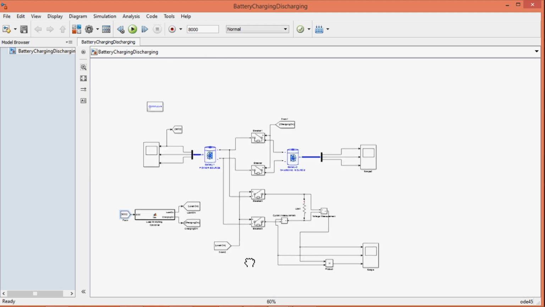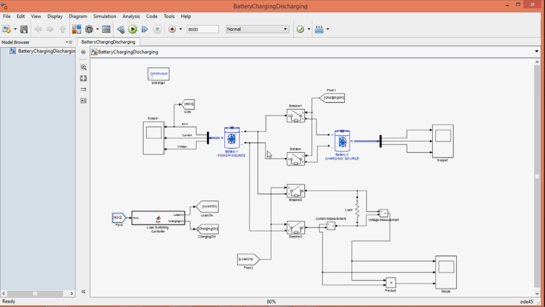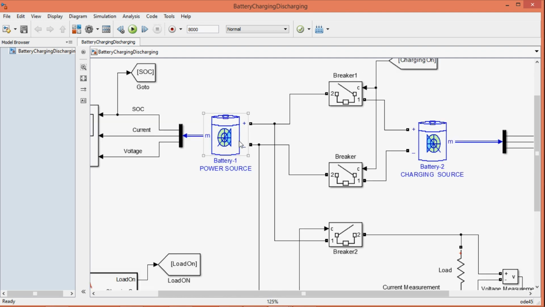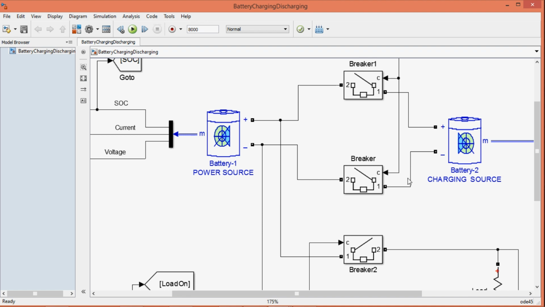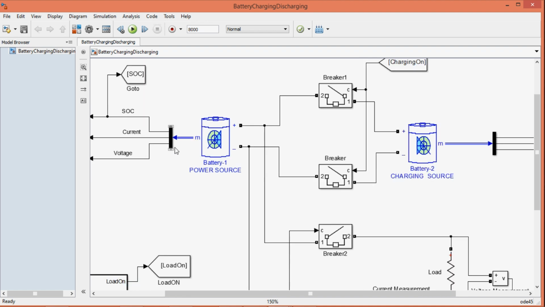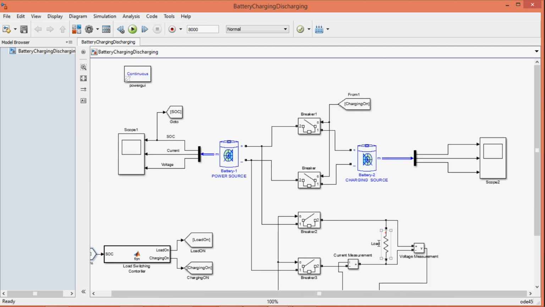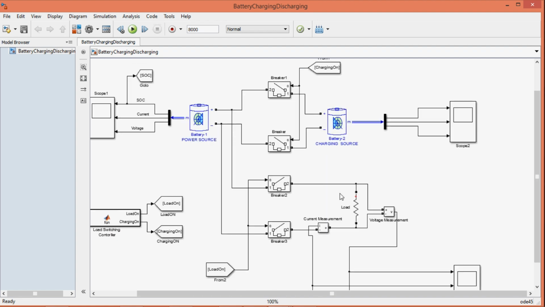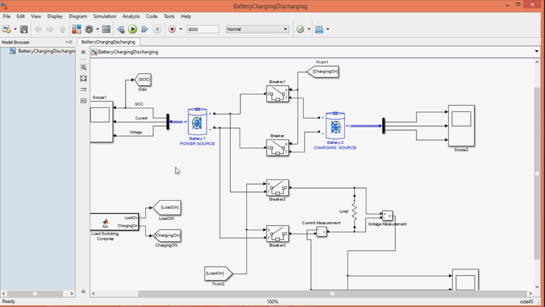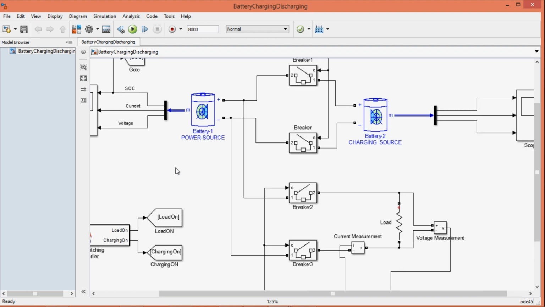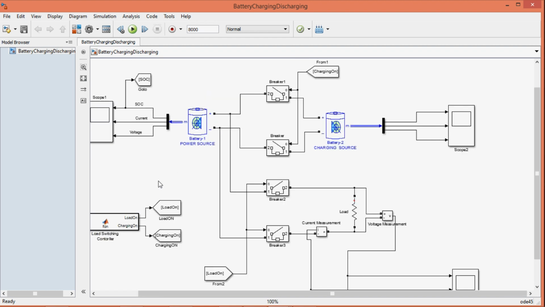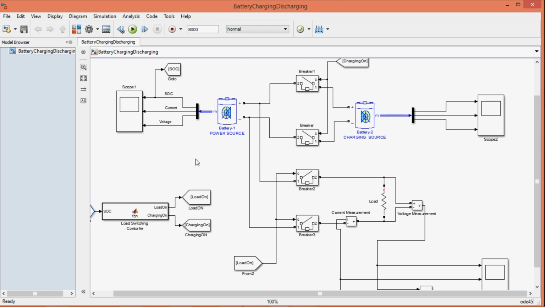Okay, let's have a look on the general arrangement of the block in the model. There are two batteries in the model. The battery 1 is used as a power source. In the starting of the simulation, this battery will supply the power to the load. Now because the battery is supplying power, so the state of charge of the battery will go down. As soon as the SOC of battery 1 will go below 40%, it will get connected to the battery 2.